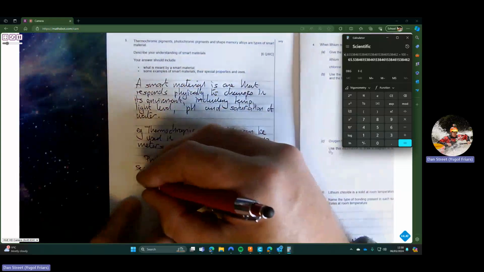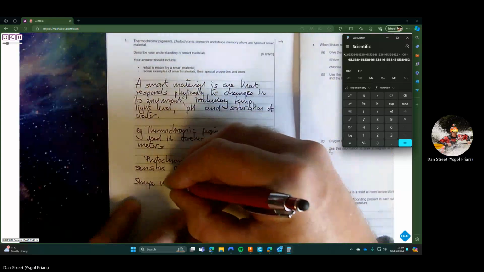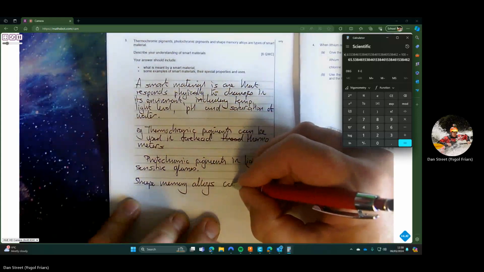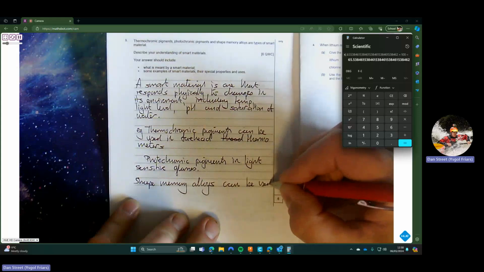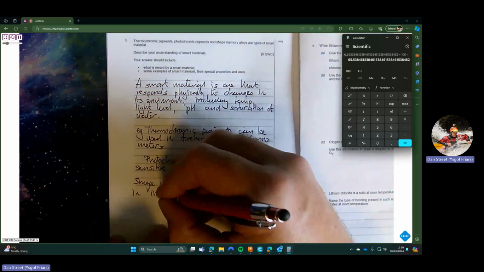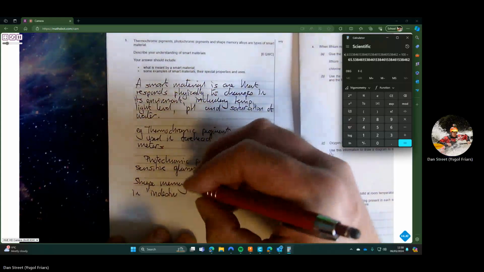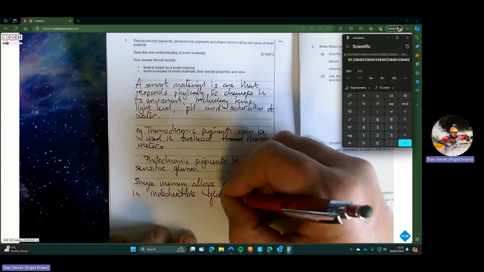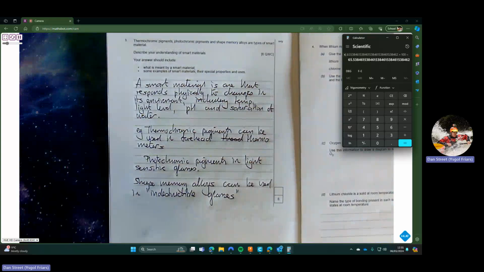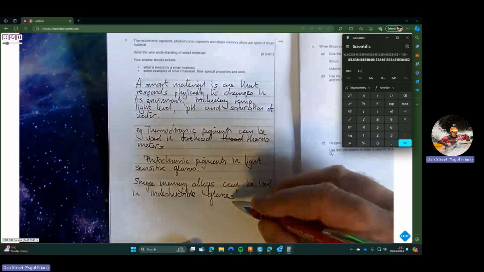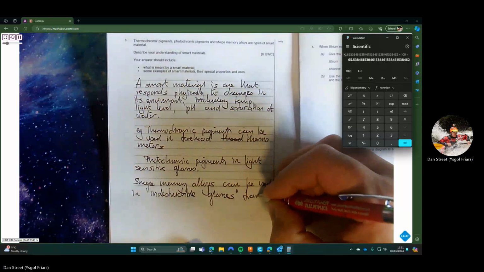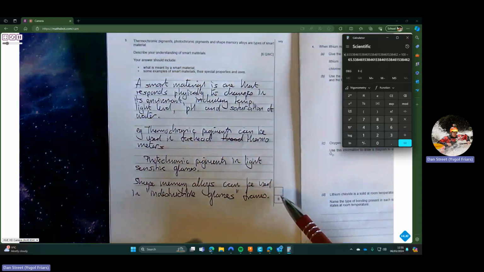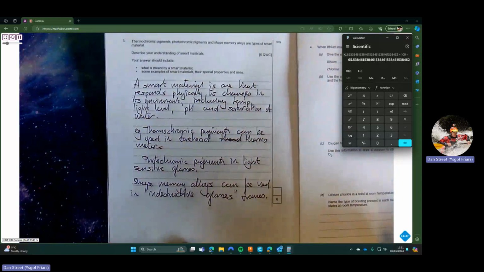And then shape memory alloys can be used in so-called indestructible glasses frames. So if they get bent, if you sit on them, you place them in hot water usually, and then they pop back into shape because they remember the shape they should be in. Okay, so between the description and the 3 examples with uses there, as long as you write it well, we should be looking at the 6 marks.